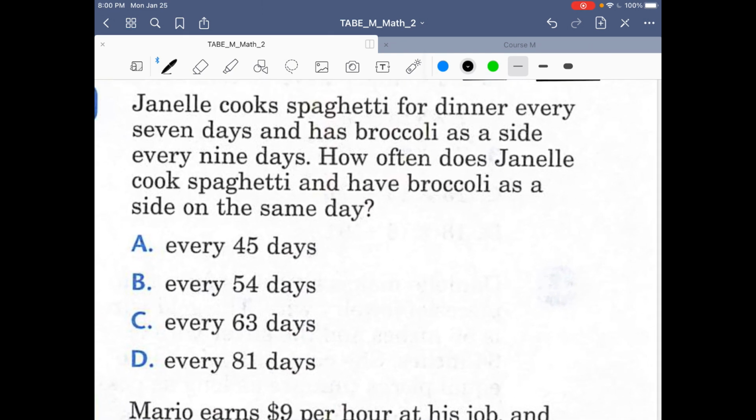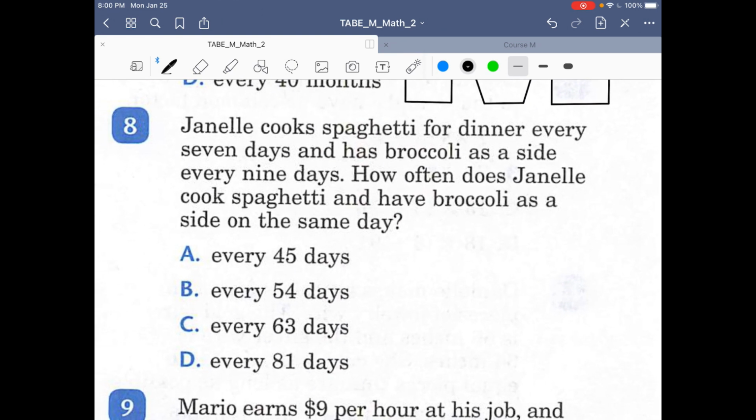Number 8. Janelle cooks spaghetti for dinner every 7 days and has broccoli as a side every 9 days. How often does Janelle cook spaghetti and have broccoli as a side on the same day?